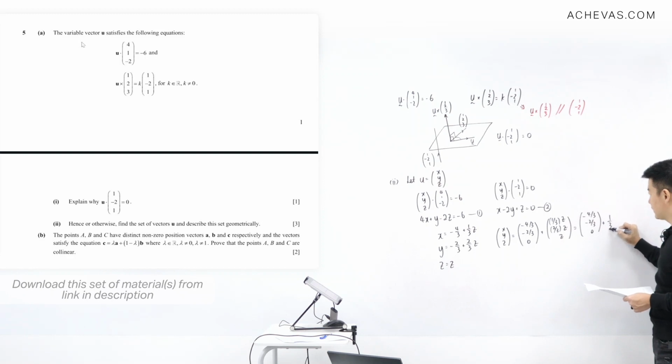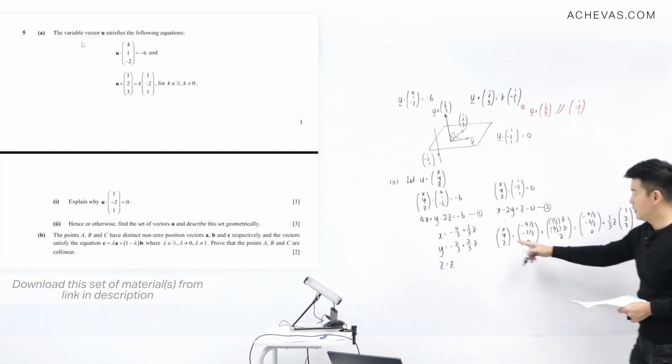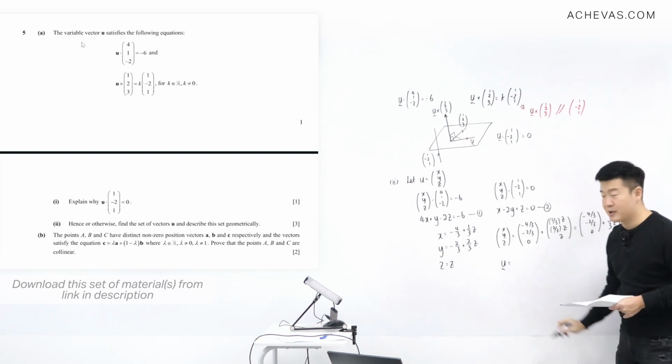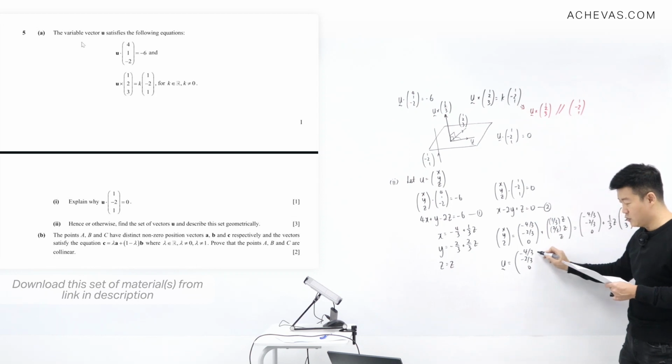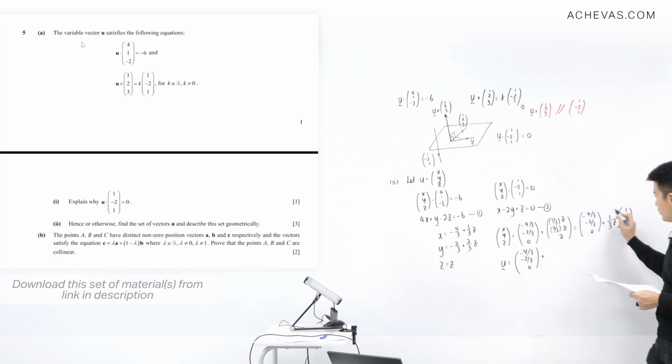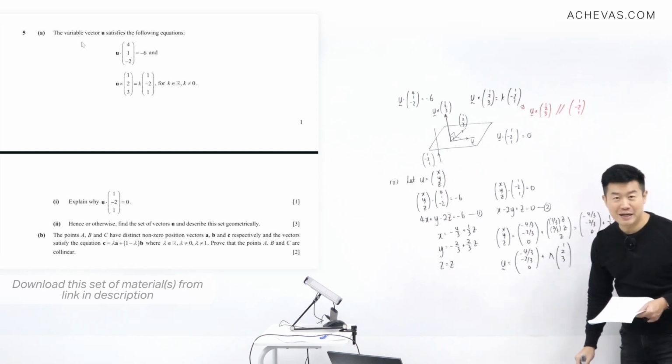Which I can also rewrite as -4/3, -2/3, 0, plus, let me just simply factorize out 1/3 z, which will then give me a 1, then 2, then 3. So this u here, which is a variable vector, is going to be equal to -4/3, -2/3, 0, plus, I'm going to just call this 1/3 z as lambda, okay? So it's going to be lambda of (1, 2, 3), and now we have a familiar equation.